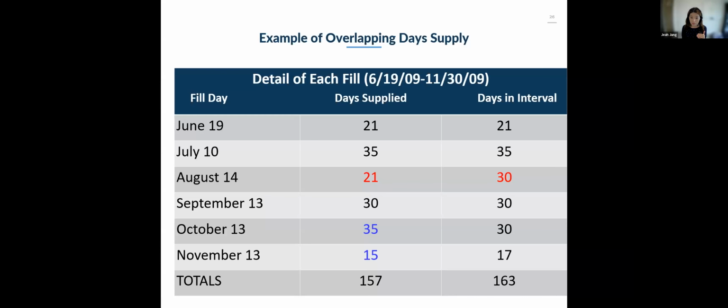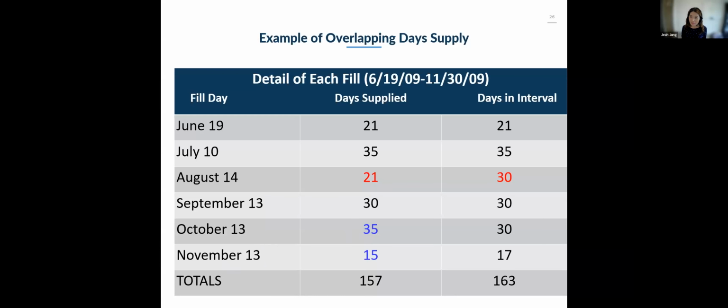So let's continue. Here on October 13th, the beneficiary filled 35 days of supply. But then came back on November 13th, 30 days later. Now, we are not really looking into record by record for each beneficiary in Part D data, for 20 millions of people in your data.